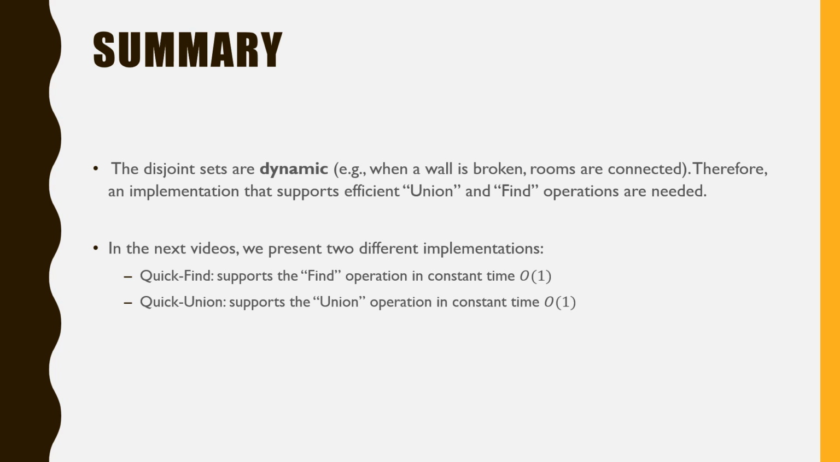In the following videos of this module, we will explore two primary implementations of the union-find data structure. The first implementation is called quick find, which executes the find operation in constant time. The second implementation is called quick union, which executes the union operation in constant time.